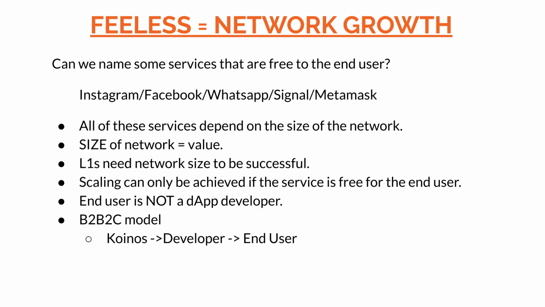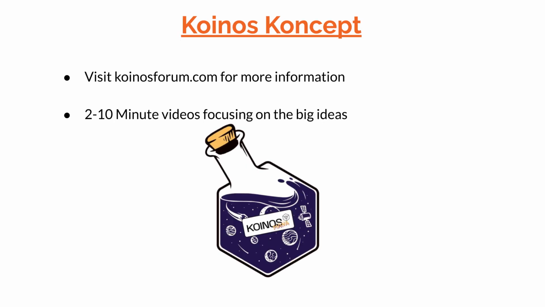So Koinos is built with this B2B to C model, where Koinos is the first business, and they're selling to another business, which is the developer, and then finally to the consumer, which is the end user. Ultimately, it's the end user that experiences the free blockchain because the developer still has to put in resources to create their decentralized applications. So that's it for this lesson of Koinos Concepts.